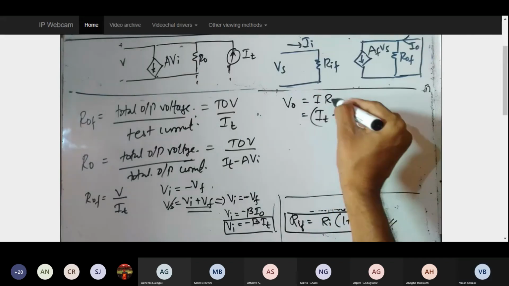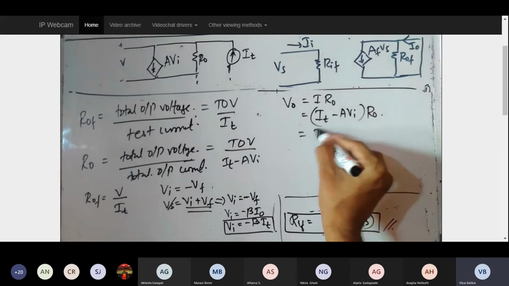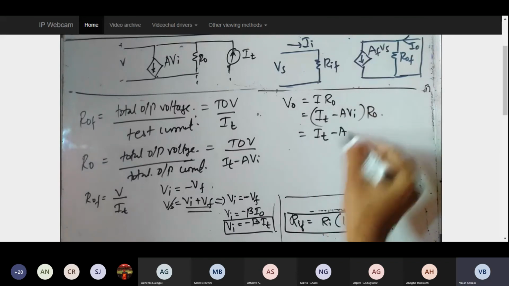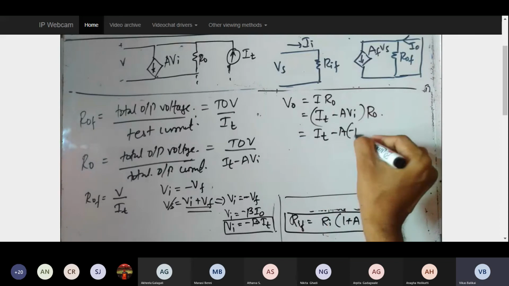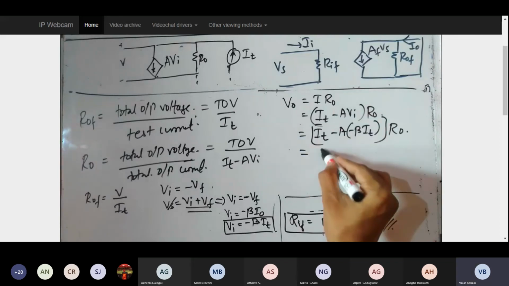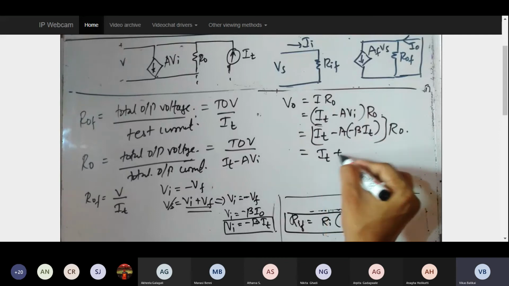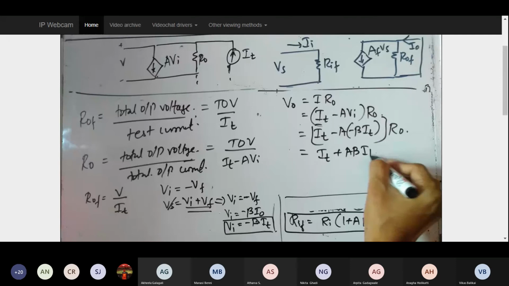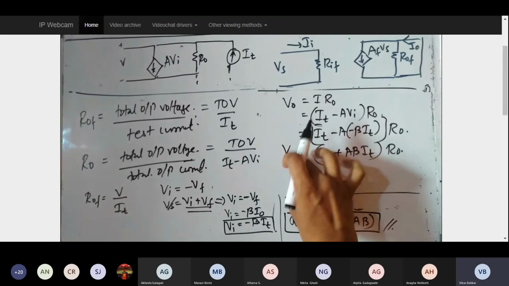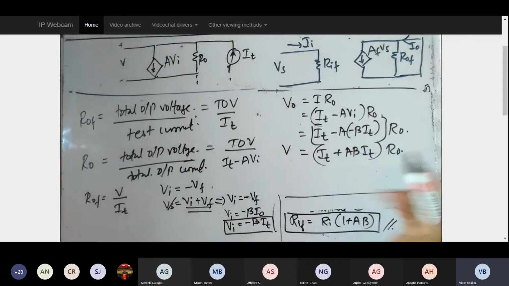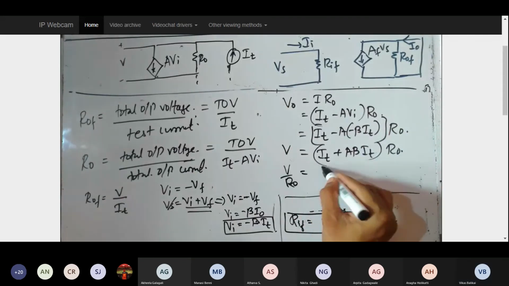IT minus, what is my Vi here? Minus beta into IT, whole multiplied by R naught, and that will be IT plus A beta IT times R naught. Now V in terms of V naught, so this will be V upon R naught is equal to IT times 1 plus A beta.